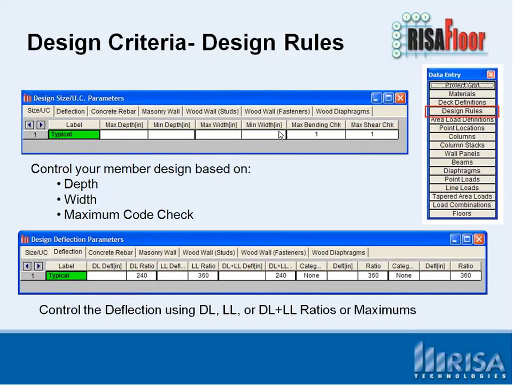And in RISAFloor, you can control the fact that you can have a dead load deflection, either a maximum in inches or a ratio, a live load deflection, or the combination of dead and live load. You also can choose some different categories. Maybe you're not doing dead load and live load, you're doing dead load with a combination of roof live load, things like that. You can actually change those categories and take a look at that too.